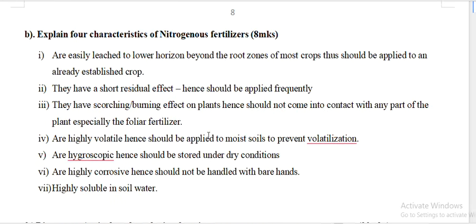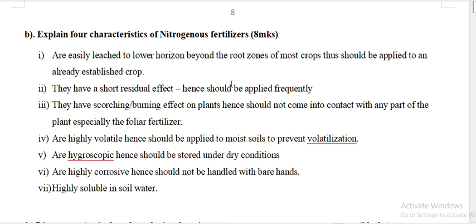Next question, explain 4 characteristics of nitrogenous fertilizers. The first one, it is easily leached to lower horizons beyond the root zones of most crops, and thus should be applied to an already established crop. Established crop means it has established roots which are able to absorb the nitrogen or the nitrates that are applied. Then they have a short residual effect, hence should be applied frequently.